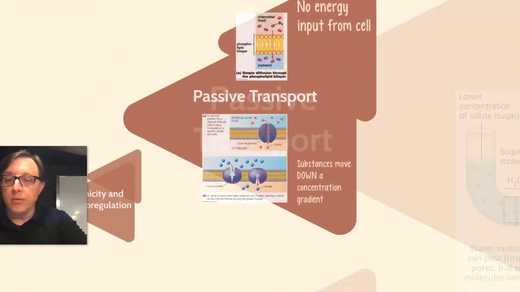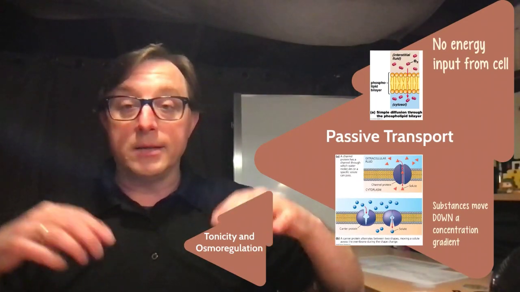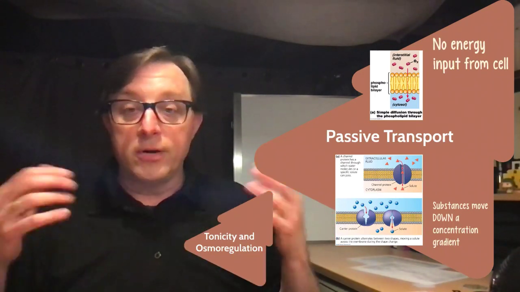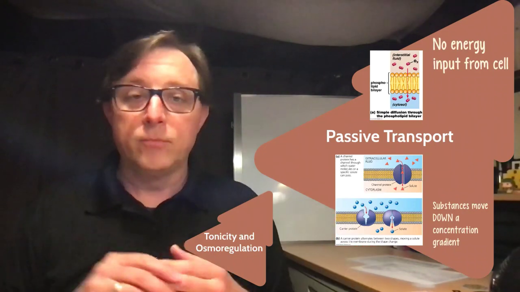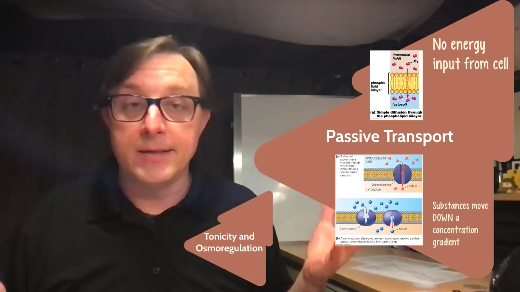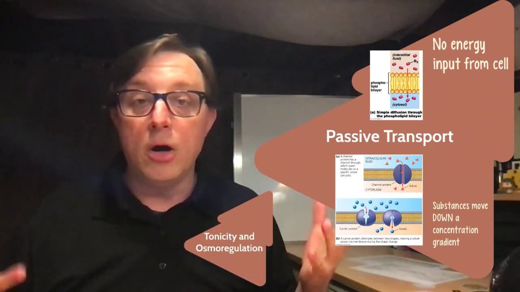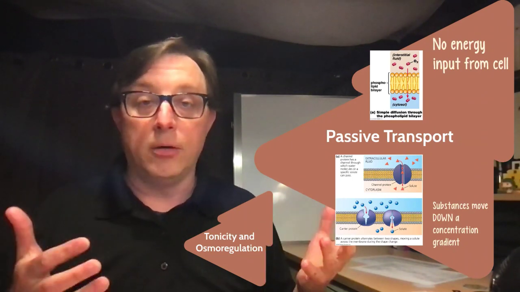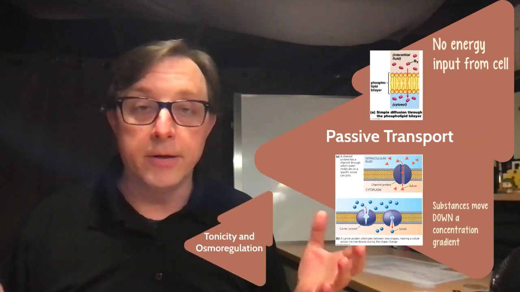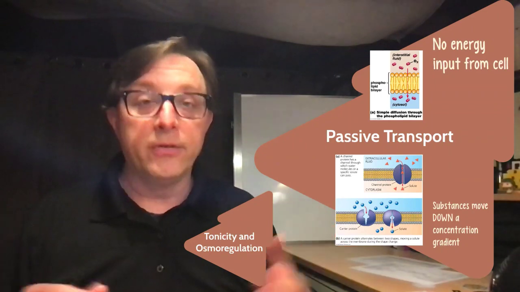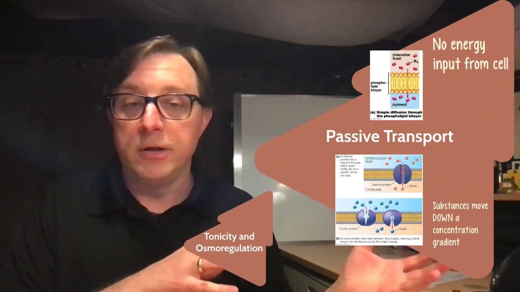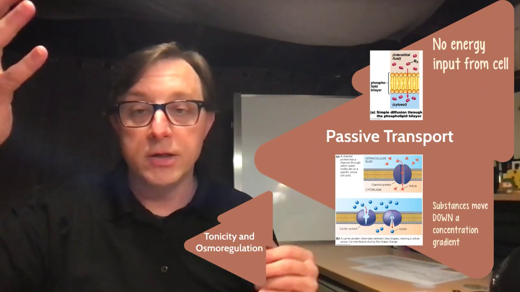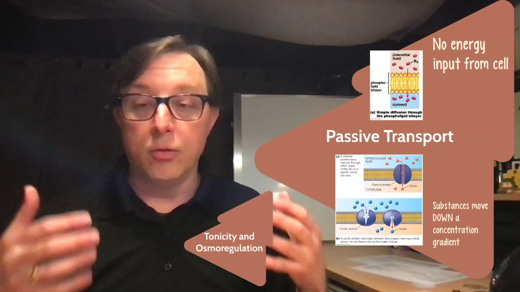All right, so looking at cellular transport, the first type of transport that we'll talk about here is passive transport. As the name implies, this requires no energy input from the cell. These are molecules that are moving by diffusion, moving down the concentration gradient from an area of high concentration to an area of low concentration.